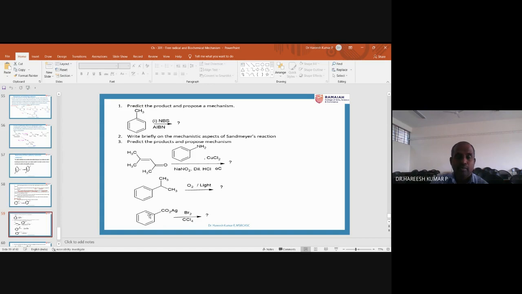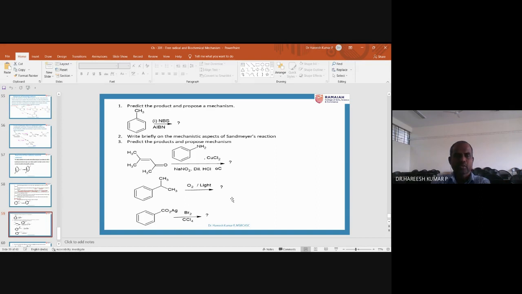Silver benzoate, when it is treated with bromine, what is the product you will get? You have to write the product and write the mechanism. So note down these questions and write them in a separate notebook, and submit when you come for the offline class. With this, I will go to the next slide.